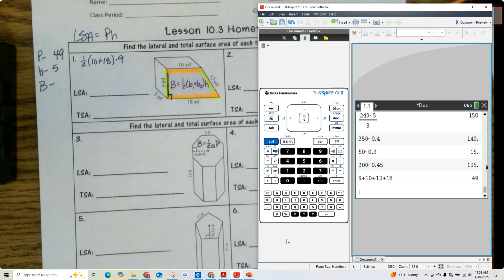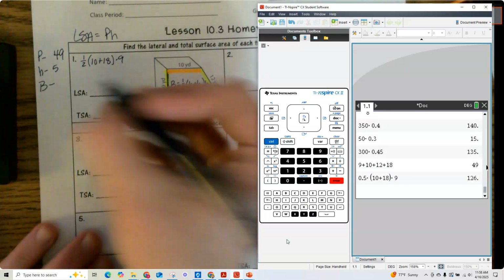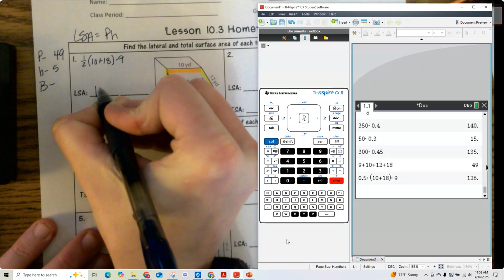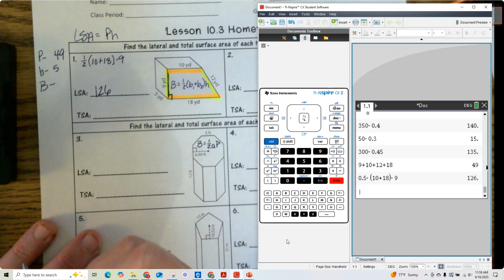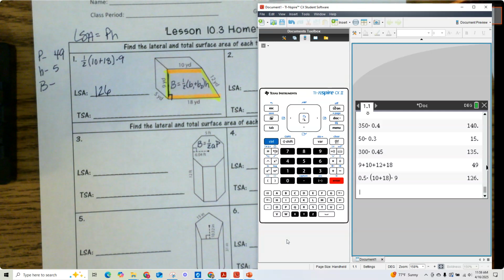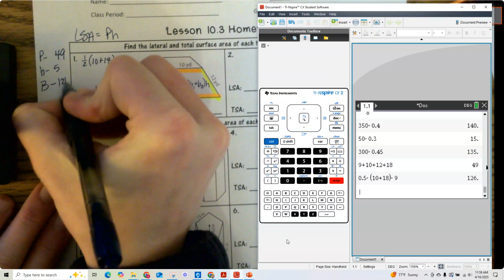Okay, so we can do half times 10 plus 18 times 9 gives me 126. Oh, why does that not seem right? Oh, because that's the big B. Haha.